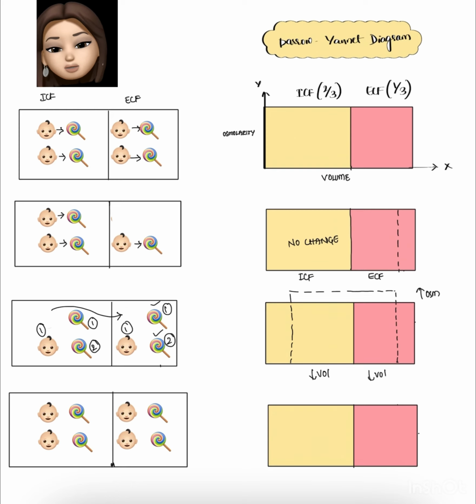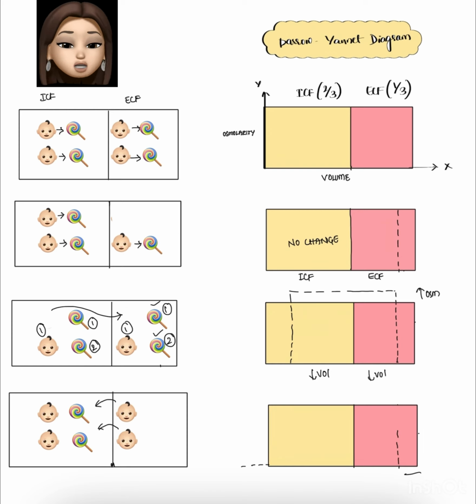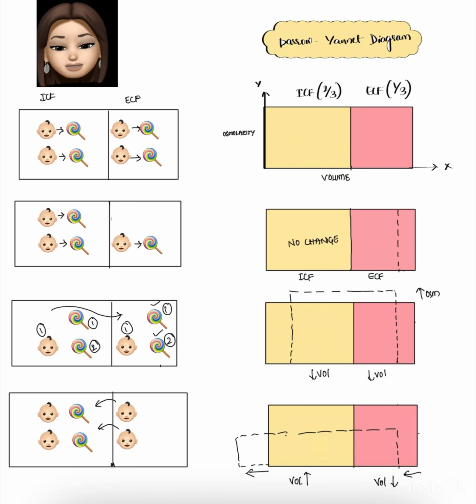Next scenario, two candies will be removed from the ECF. So now you have two kids free in the ECF, and there are two candies and two kids in the ICF. Two kids are not having candy, so they run towards ICF for candies. So what are the changes in ICF? Volume will be increased because kids are moving towards ICF, that is water is moving, and osmolarity will be decreased. In the same way in ECF, volume will be decreased because kids have moved from that compartment, and osmolarity will be decreased because there are no candies.